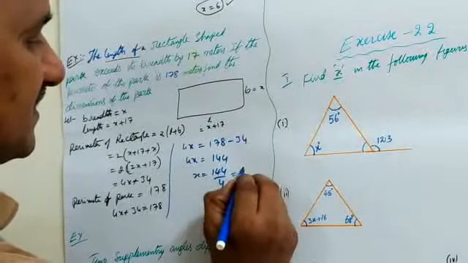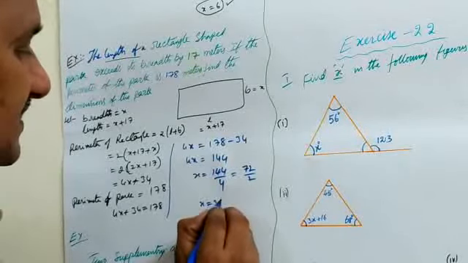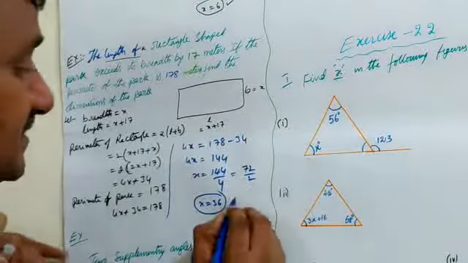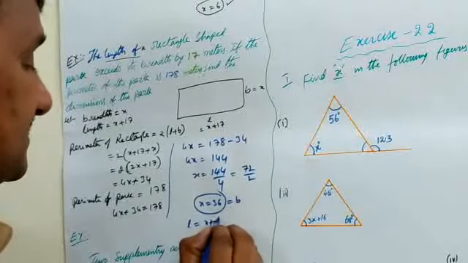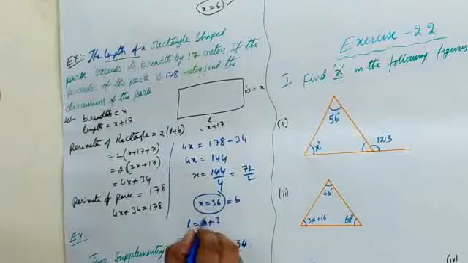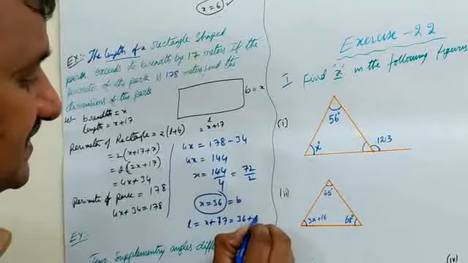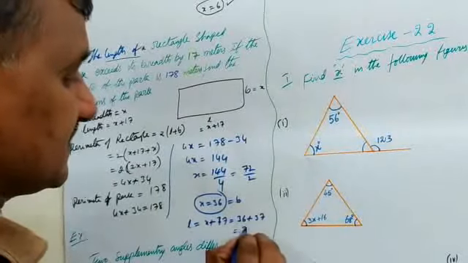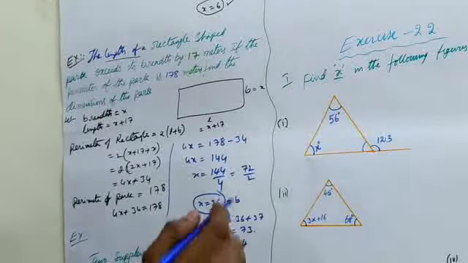That means 72 by 2, so x is equal to 36. X means breadth. Breadth is equal to 36. Therefore length is equal to x plus 17, that means 36 plus 37, so length is equal to 73.